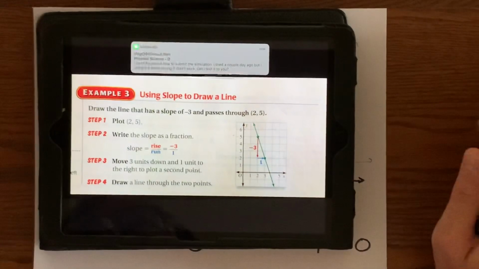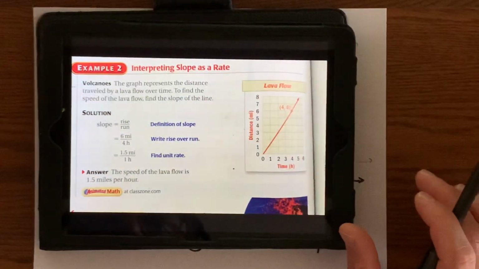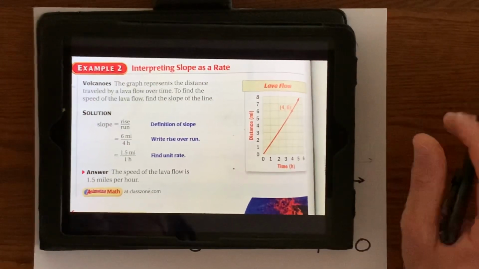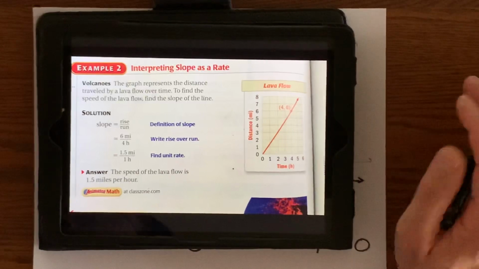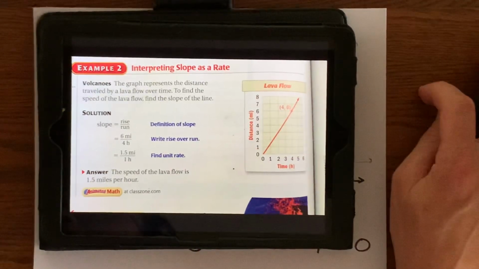Okay, actually, what you want to do first is there's 2 guided practice questions on page 410 that you should do right now. Pause the video and do those right now. On those 2 ones, you're going to be plotting points and then finding the slope of a line.